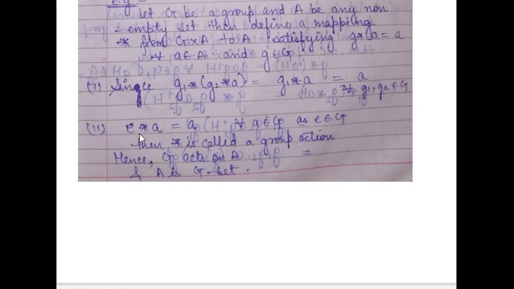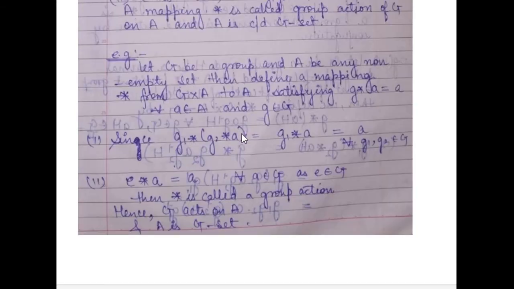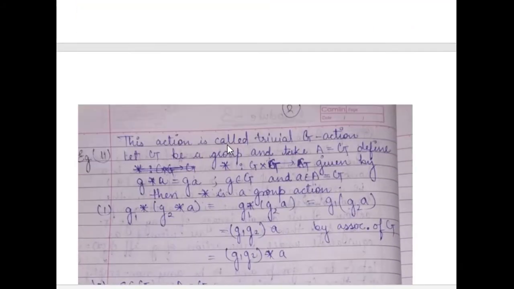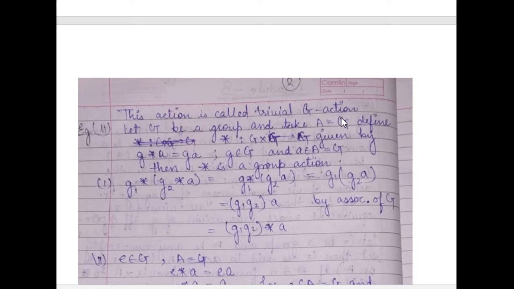Now we see e, the identity element. So e star a is equal to a for all a belonging to A and e belonging to G the identity element. Then star is called group action. Hence G acts on A and A is a G-set. This is the first example. This action, where g star a is equal to a, is called trivial group action.